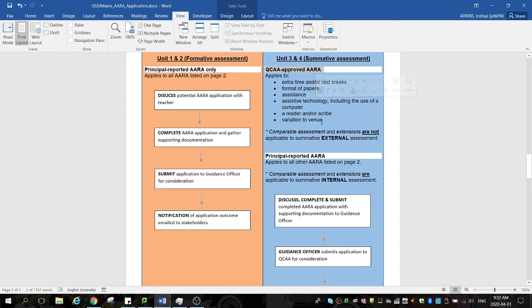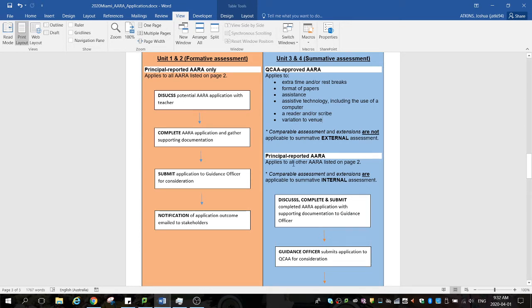So, if a student is needing any of these AARA here, so extra time, format of papers, assistance, assistive technology, a reader or a scribe, or potentially changing the venue of the exam, we need to apply to the QCAA in Brisbane to have that approved.